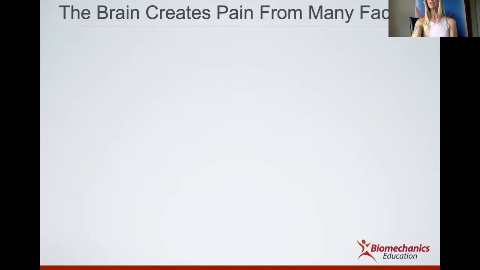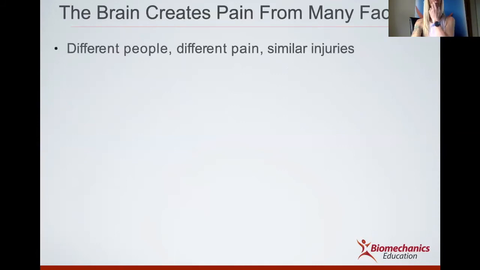So the brain creates pain for many factors, and really different people, different pain, but they can have similar injuries. So there's always this thing you see on the internet where people are researching, yeah, I've got a sore shoulder, it's around the front, I feel it here. Someone else, oh yeah, me too. We need to be mindful of not using sensation really as the guider.